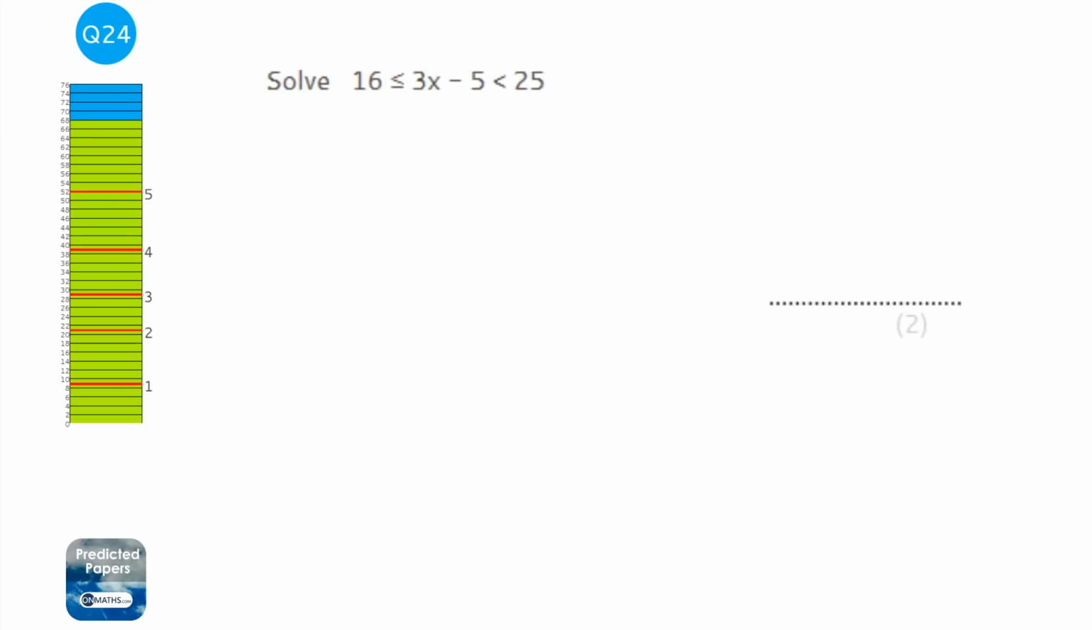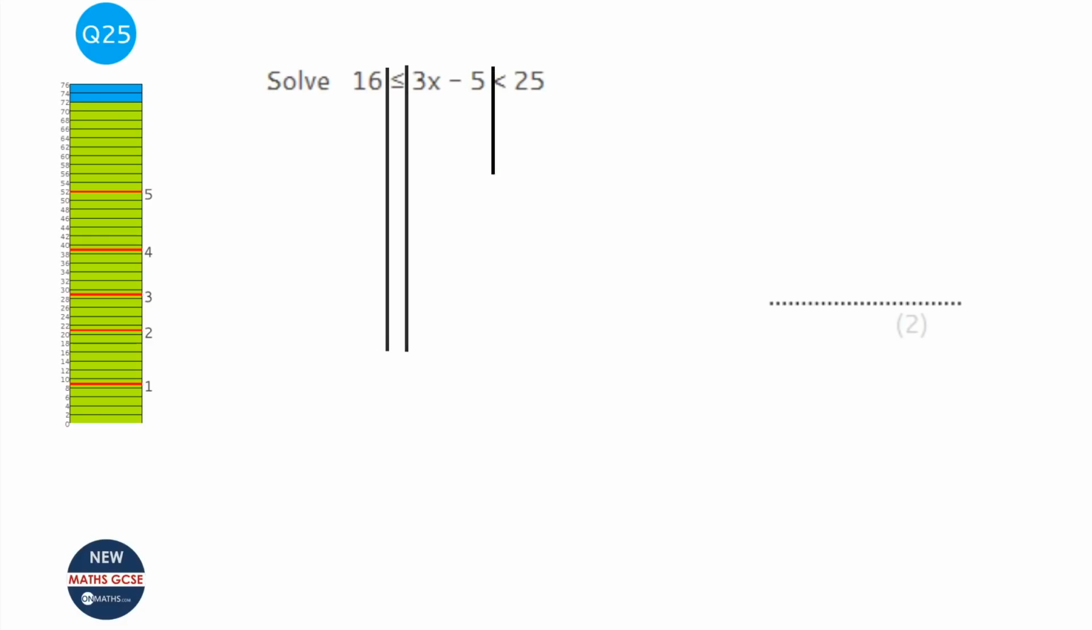Okay, so we're asked to solve this inequality, and the difference is that there are 3 parts to it. And we solve it in the same way as an equation. However, instead of just having one set of lines, we're going to have 2 sets of lines, and whatever we do, we've got to do to all 3 sides.